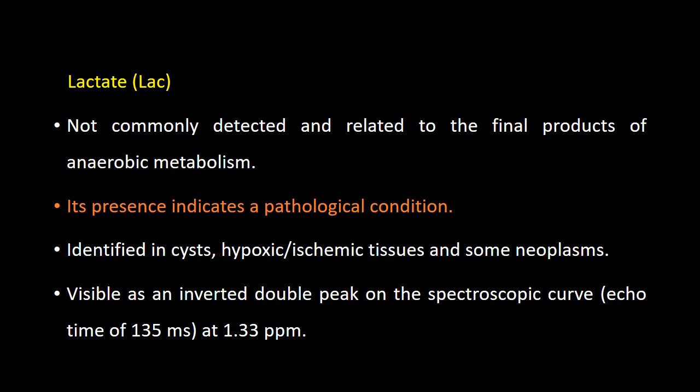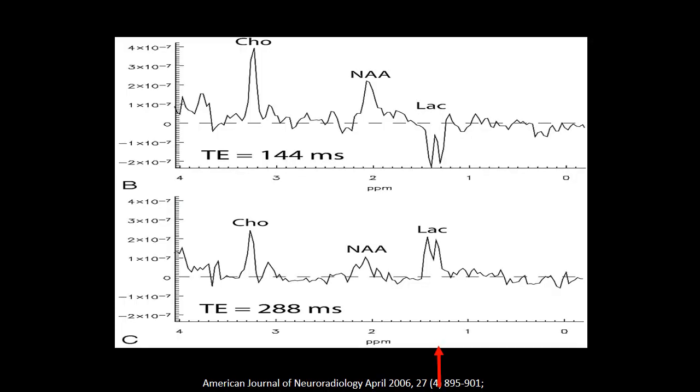It is seen as an inverted double peak on the spectroscopy curve at intermediate echo times at a frequency of 1.33 ppm. So at 1.33 ppm, we get a lactate doublet, which on intermediate echo times is seen as an inverted peak.